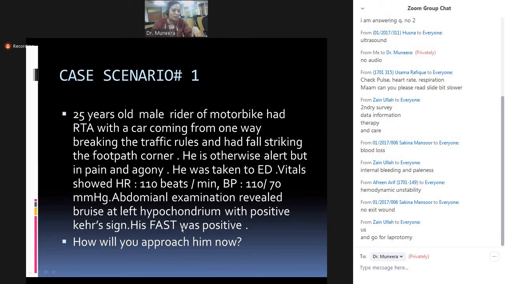So my answer would be resuscitation. Start with ABCDE, resuscitation, observe, adjuncts because it has been done, secondary survey, which is CT scan, find out the grade, and then treat according to that, right?